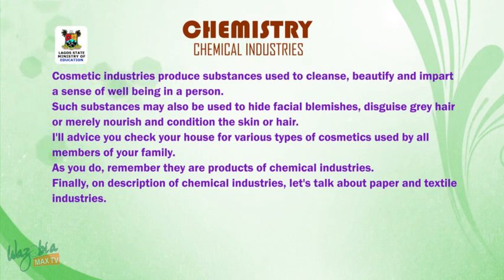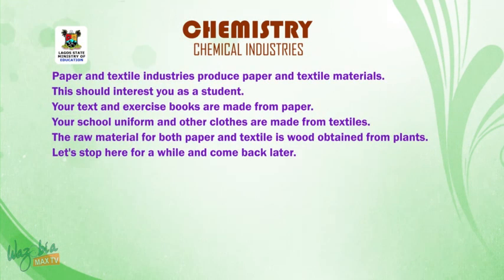Finally, on description of chemical industries, let's talk about paper and textile industries. This group of industries produce paper and textile materials. This should interest you as a student. Your text and exercise books are made from paper. Your school uniform and other clothes are made from textiles. The raw material for both paper and textile is wood obtained from plants. Let's stop here for a while and come back later.